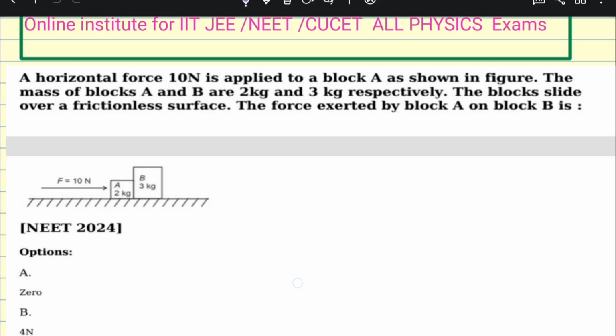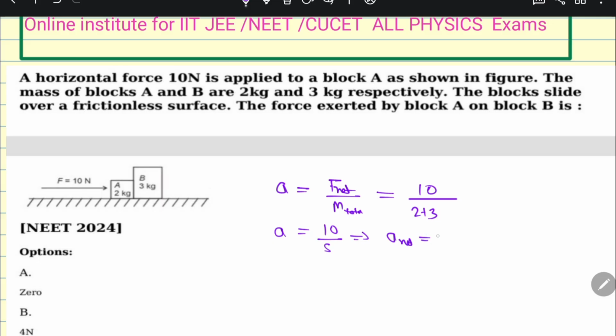So for this type of problem, first find the common acceleration, F net divided by m total. So net force is 10 divided by total mass 2 plus 3, so 10 divided by 5. This comes out to be 2 meter per second square. This is our common acceleration in which these two blocks attached move together.